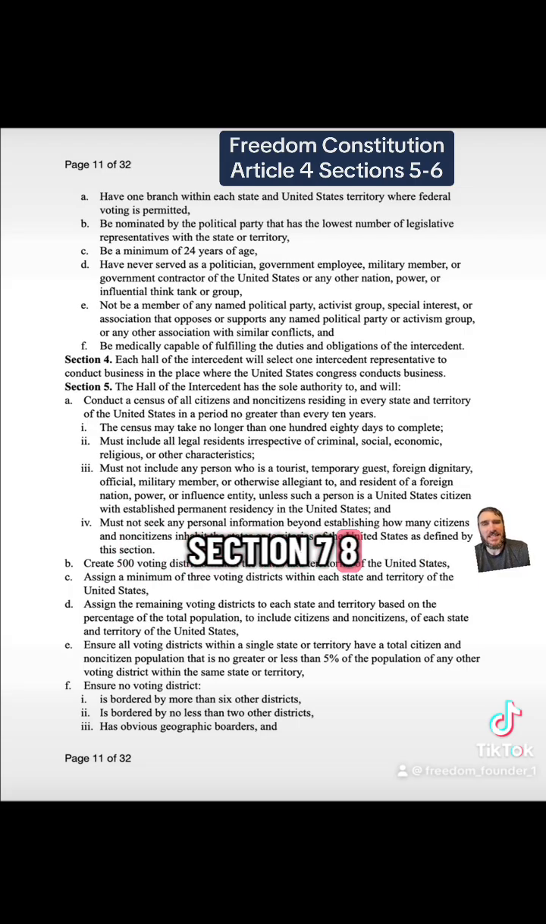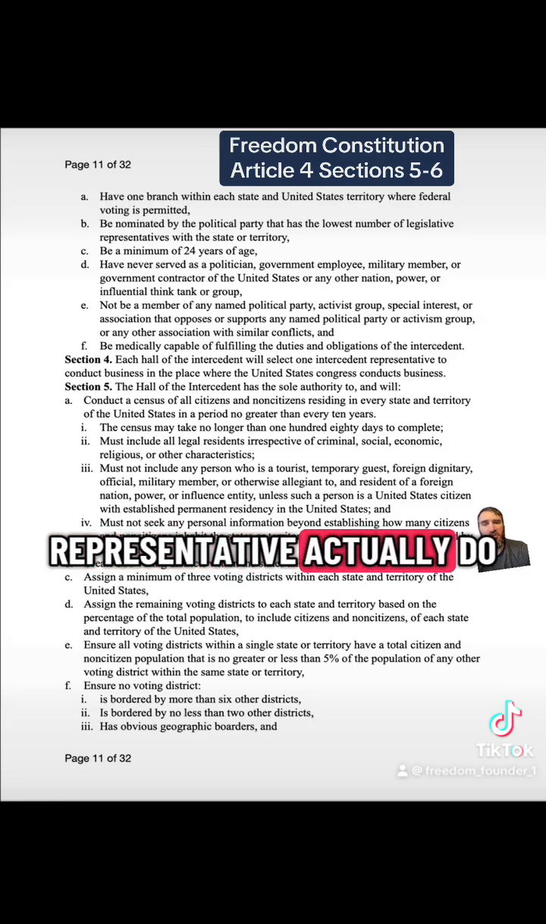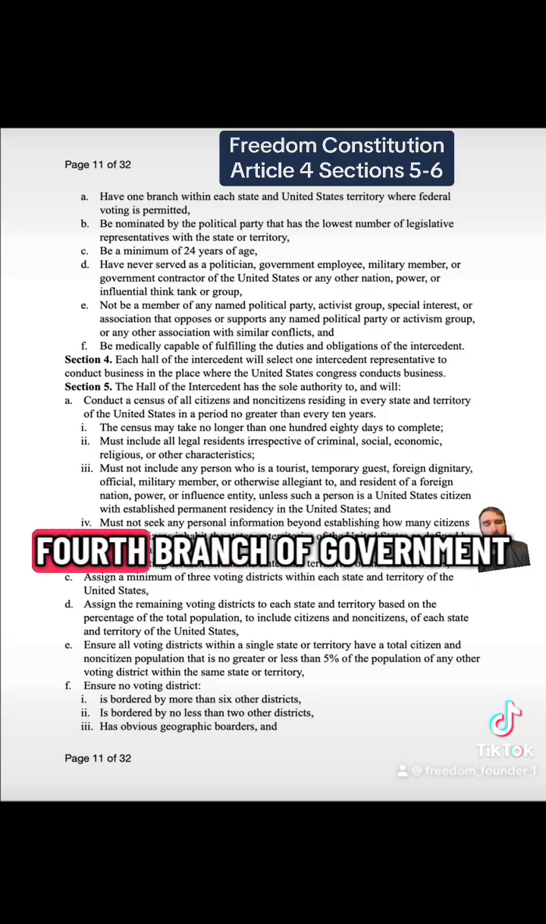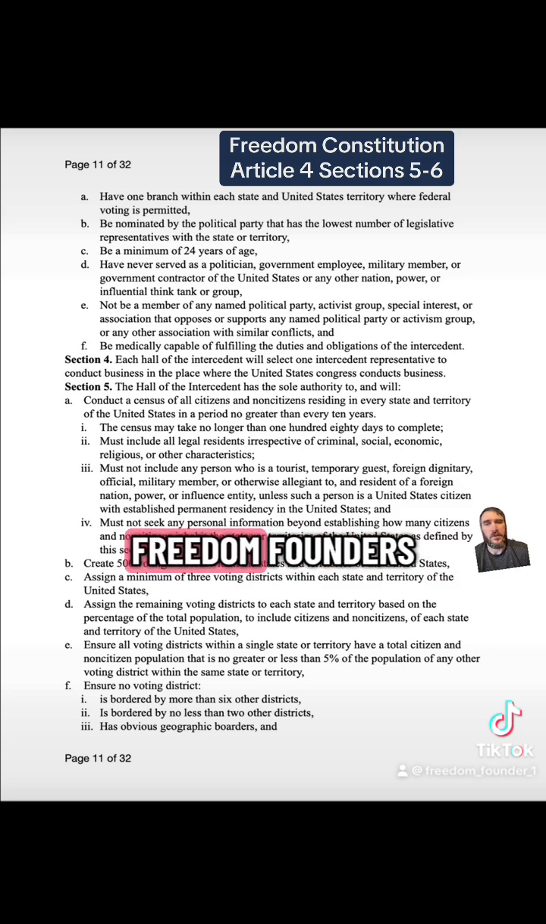Sections 7, 8, 9, and 10 get into the weeds about what the Hall of the Intercedent and the Intercedent Representative actually do, so I hope that you'll stick with me through the end of the week to cover those sections as well. As the Intercedent is this new fourth branch of government proposed by the Freedom Founders, I believe Article 4 is fairly important.